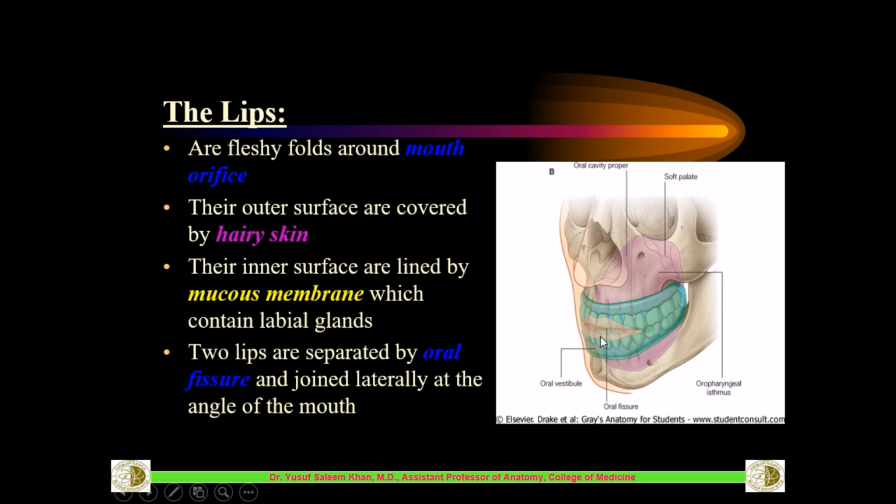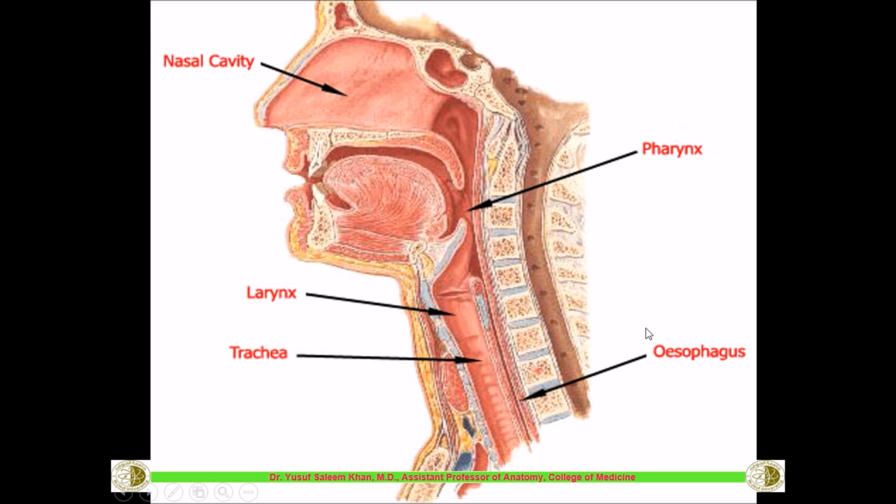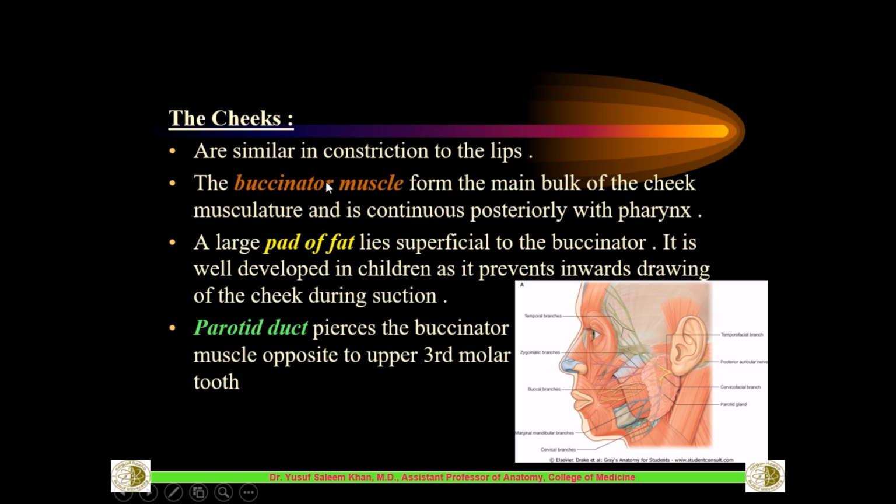There are two lips, the upper lip and the lower lip, and they are separated by a fissure or opening. This is called the oral fissure. It is covered by the upper lip and the lower lip, and they are joined at the sides. At the sides, where the two lips join together, is called the angle of the mouth. Here you can see the lip, and this is the oral fissure through which the food particles will enter. So this forms the entry.